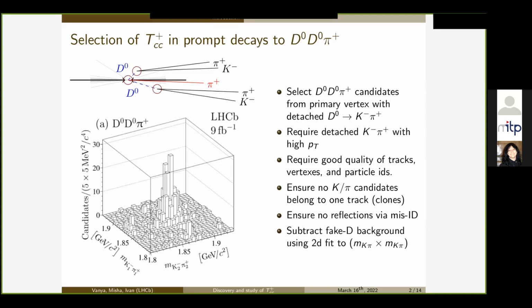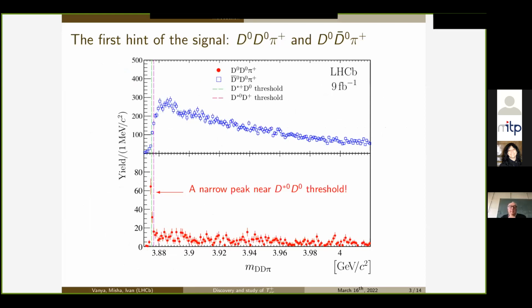After the preselection, we found that the sample is really clean. You can see that by looking at the two-dimensional plot on the left of the slide, which is the mass of the two K-pi combinations. You see the huge peak corresponding to the two D0s and almost no background. However, we further suppress it by doing a 2D fit to this distribution, and then we subtract the background contribution using weights. After we do that, we just plot the mass of the D0 D0 pi combinations, and for the D0 D0 pi plus, this is the red plot on the bottom.